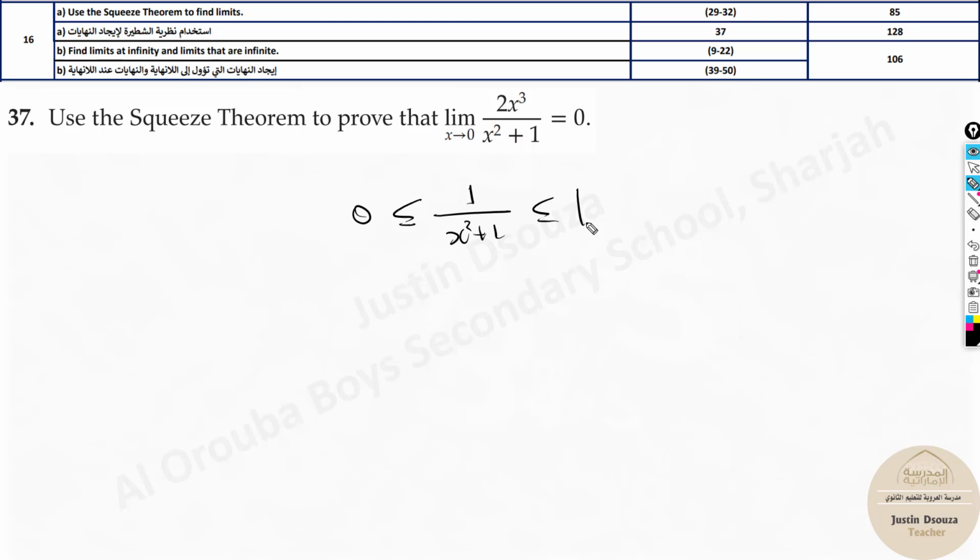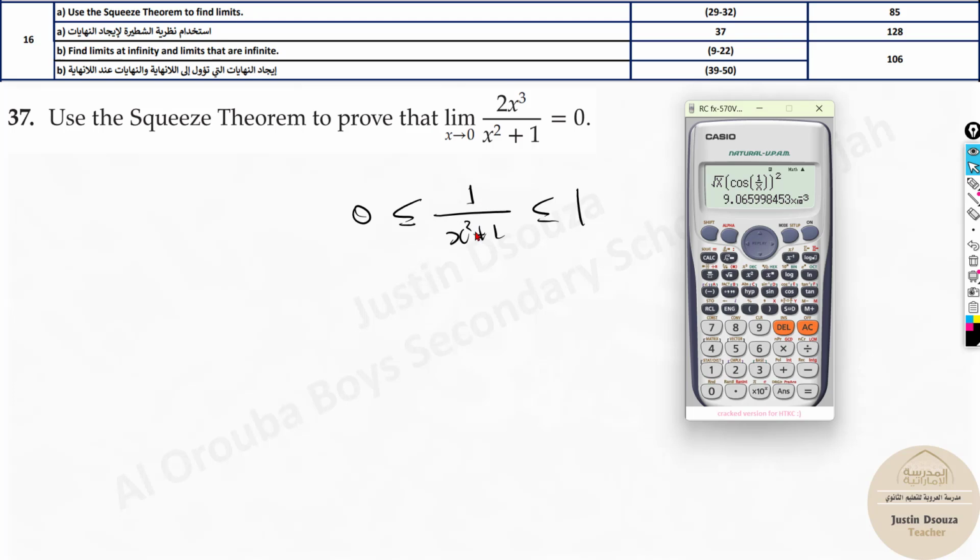That is, if x is 0. Now, I will prove this by taking the calculator because it's easy to show you. Let's take out our calculators and understand this. Here, let's write this in the form of x itself: 1 divided by x squared plus 1. Now, take any value for x. Let's start with 0. What is the answer? It's 1. Let's start with anything else, say 0.5.